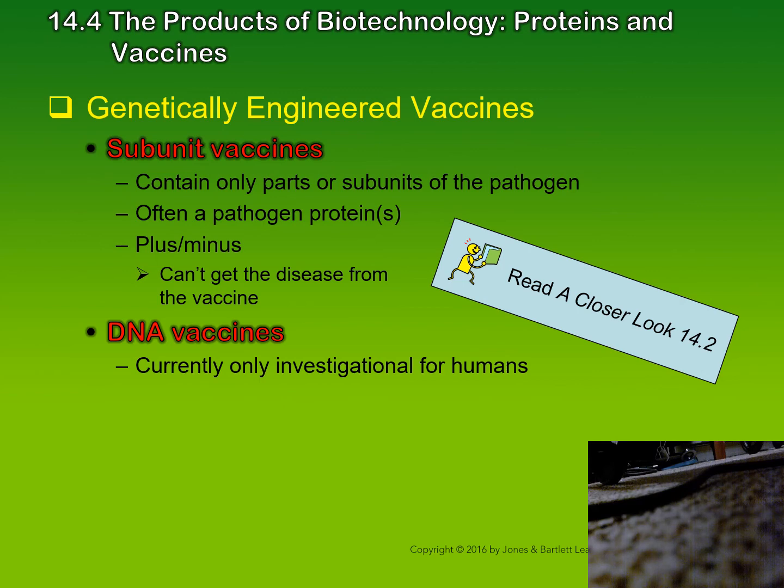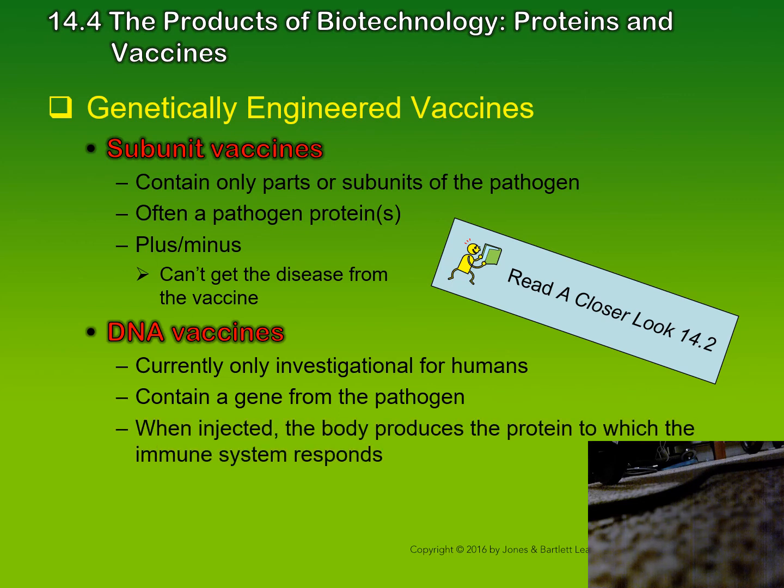The DNA vaccines are an advantage because usually isolating DNA from an organism is quite simple. And in that way, we can worry about genes that are specific to the pathogen. And then when they're injected, the body produces proteins to which the immune system is going to be able to respond. Again, in the case of DNA, you can't get the disease.